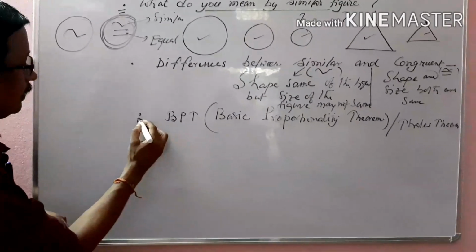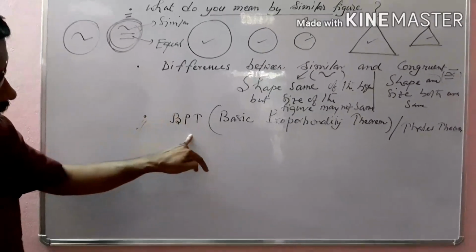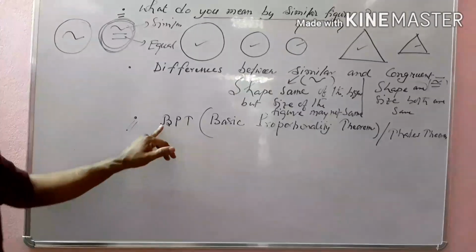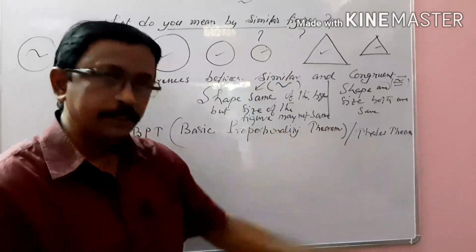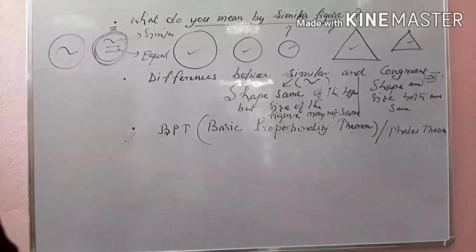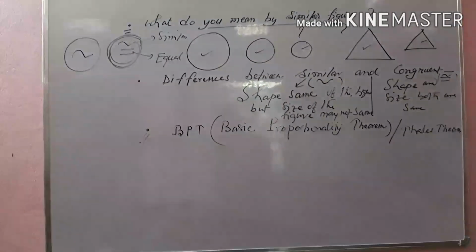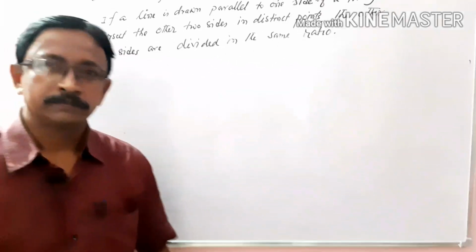Now next, one property I will show today: the basic proportionality theorem, which by name is Thales theorem. I will tell you that one. Okay students, now we come to that very important property, the theorem. That is the basic proportionality theorem. It was actually founded by Thales, a Greek mathematician.